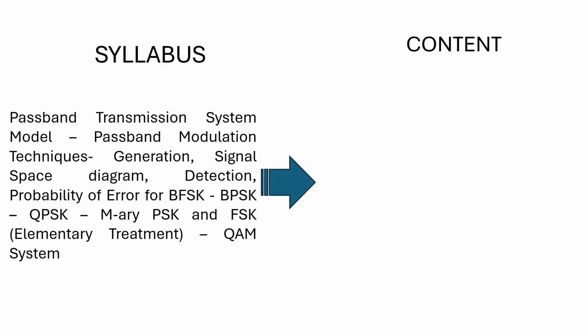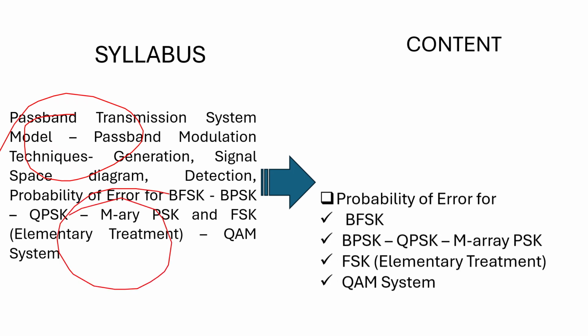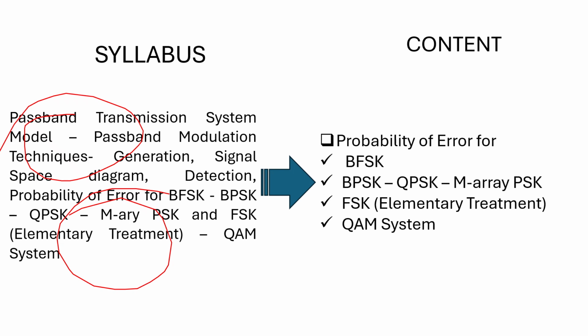Here is the syllabus for your fourth unit. We have already discussed the passband communication system. Now we will look at how to find the probability of error. In this session: binary phase shift keying, binary frequency shift keying, quadrature phase shift keying, and M-ary, so multiple signals, FSK, frequency shift keying, and QAM, quadrature amplitude modulation. We'll look into all of this. Okay, so let's go ahead.